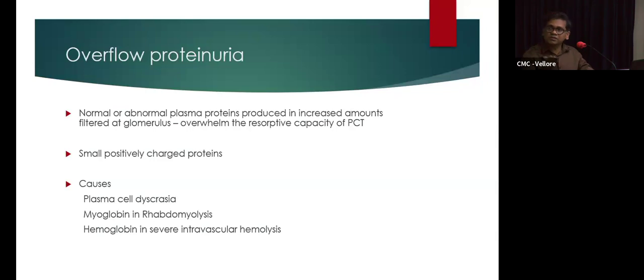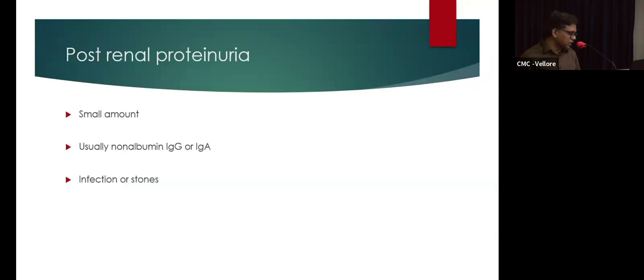In multiple myeloma, the PCTs are not able to absorb that much protein. That's why there is overflow protein. In post-renal proteinuria, that is mostly urological, it is a very small amount, and it will be due to urinary tract infections or calculi, and it's mostly non-albumin, including the immunoglobulins, IgG or IgA.